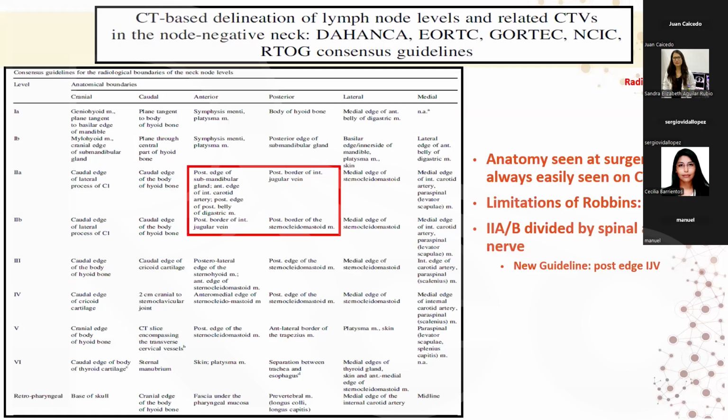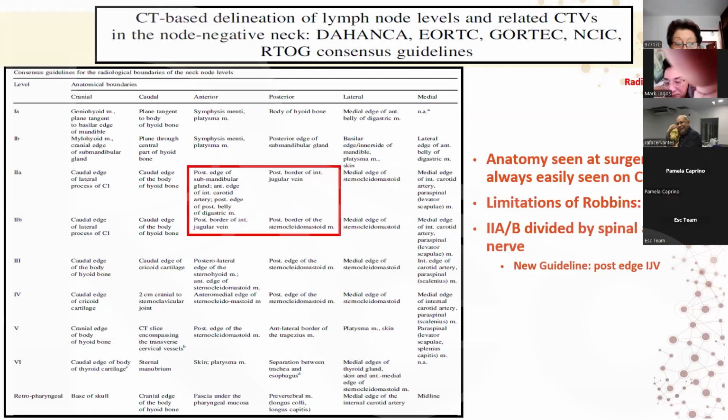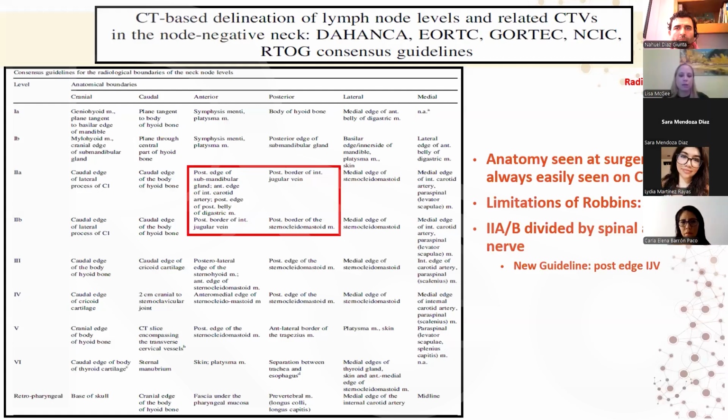And that's one of the limitations of that surgical system by Robbins et al. So in light of that, the experts met and determined a CT-based anatomical landmark that could be easily identified as a surrogate for where the spinal accessory nerve ran. The new guidelines, as per the first CT guidelines published back in 2003, use the posterior edge of the internal jugular vein to divide levels 2A and 2B.